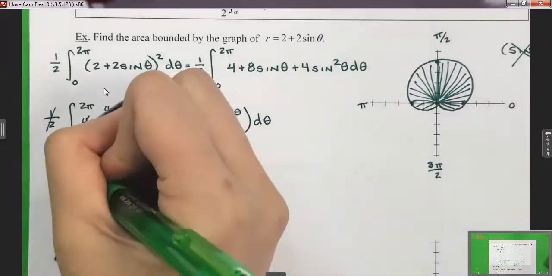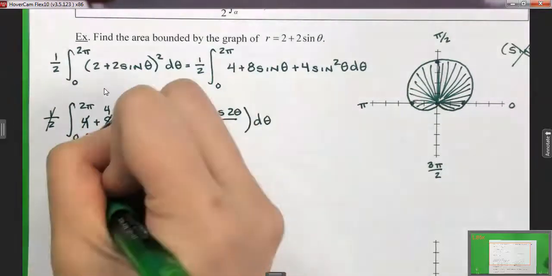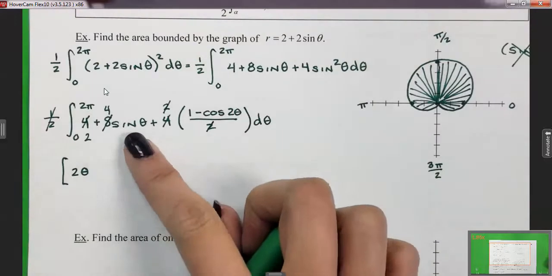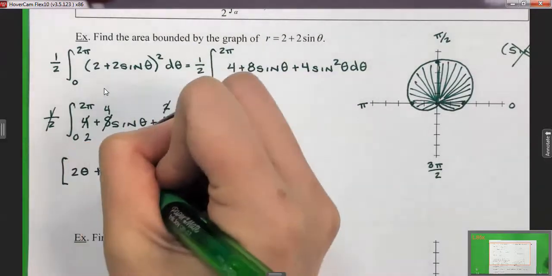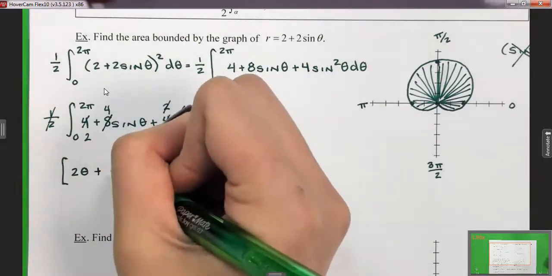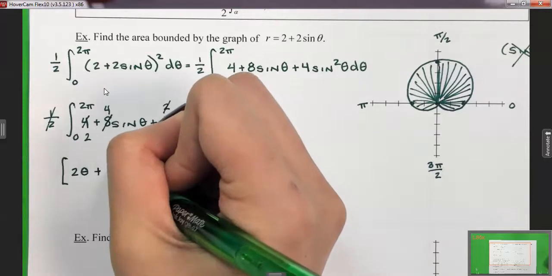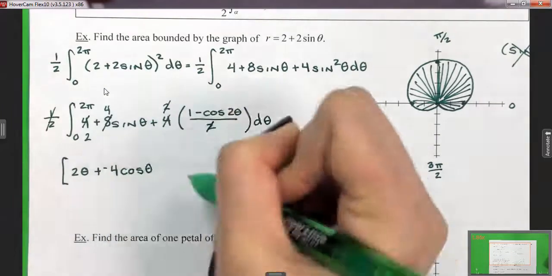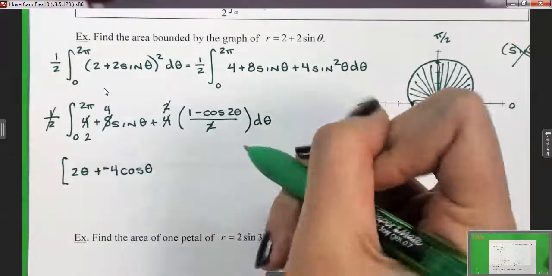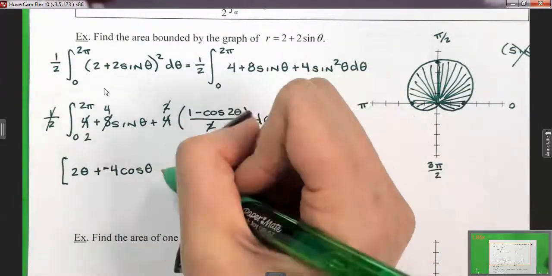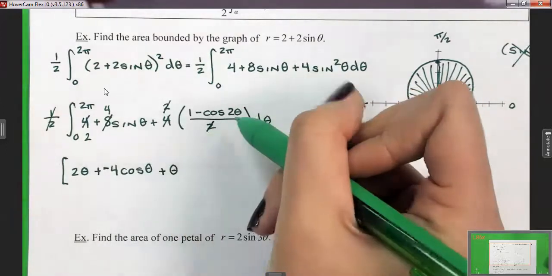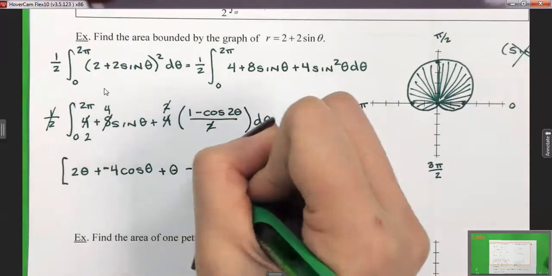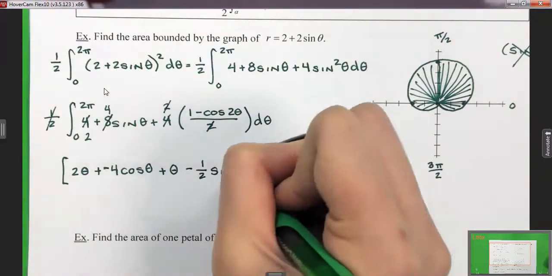Okay, now, the integral of 2 is 2 theta. The integral of 4 sine theta is negative 4 cosine theta, I forgot my negative. And then the integral of 1 is theta. And the integral of negative cosine 2 theta is negative 1/2 sine 2 theta.